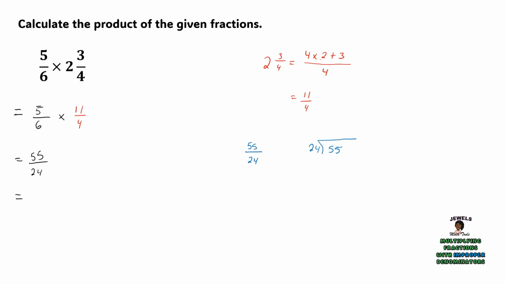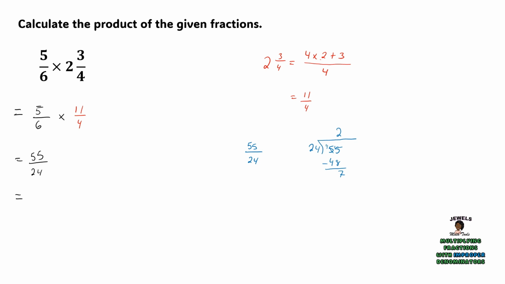So then remember that we are dividing 24 into our numerator 55, and 24 divides into 55 twice. 2 times 24 will give us 48. And when 55 subtracts 48, that will leave us with a difference of 7.